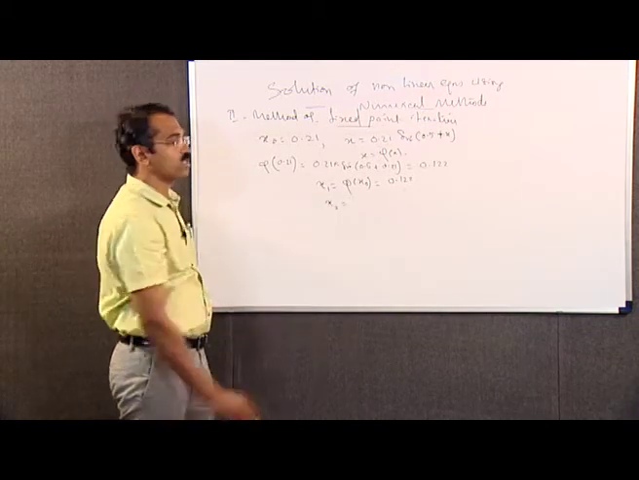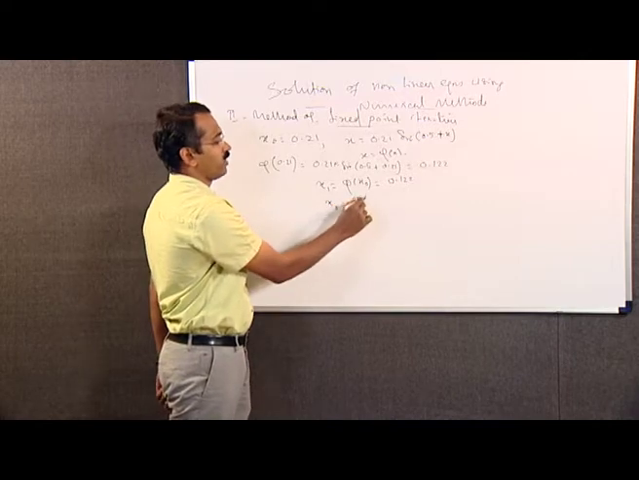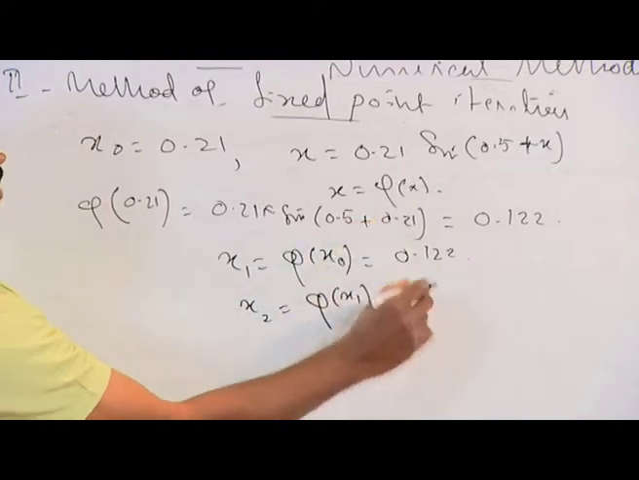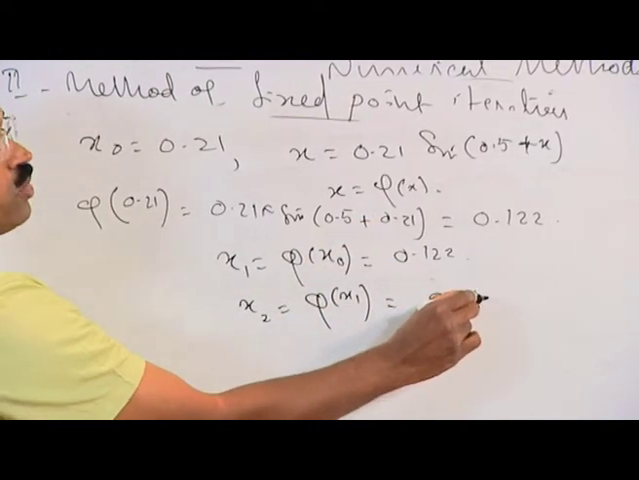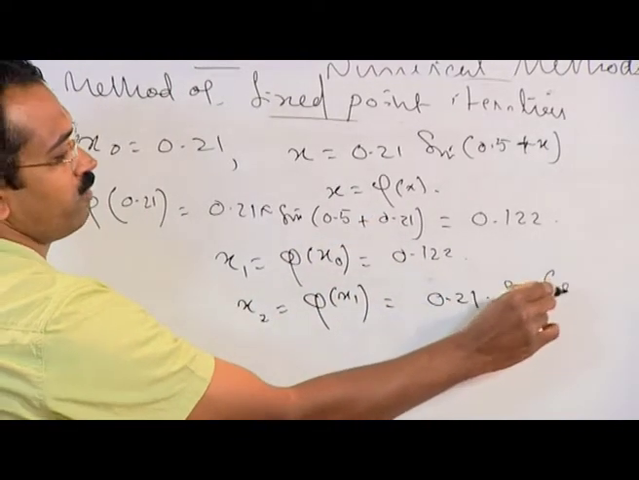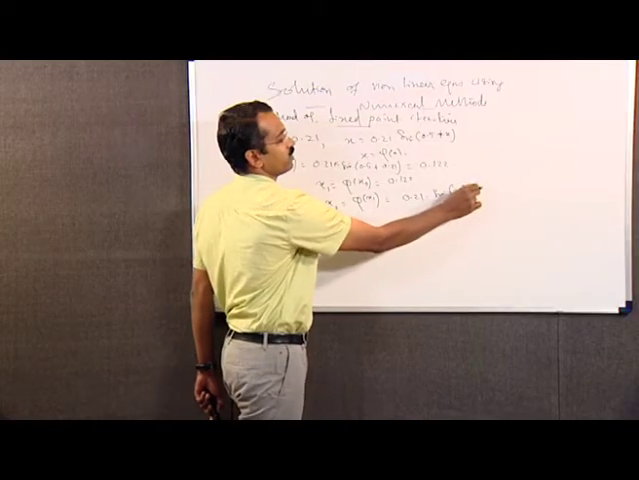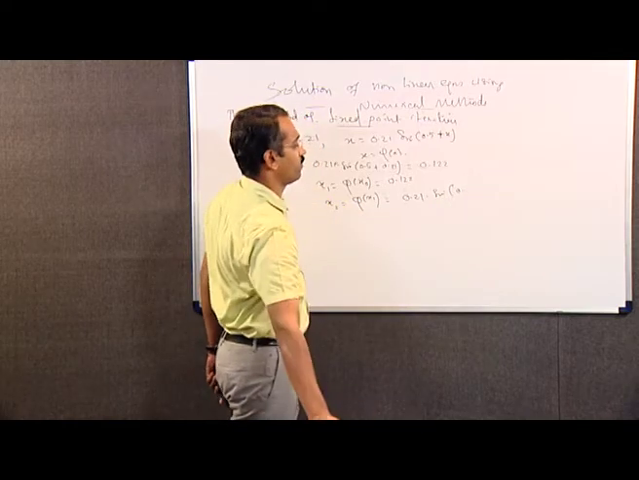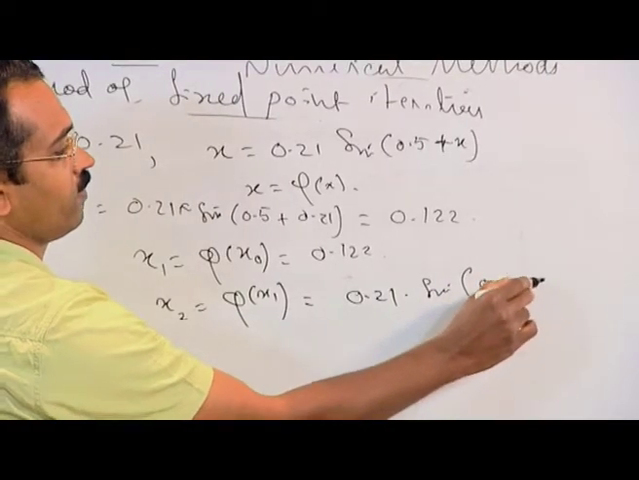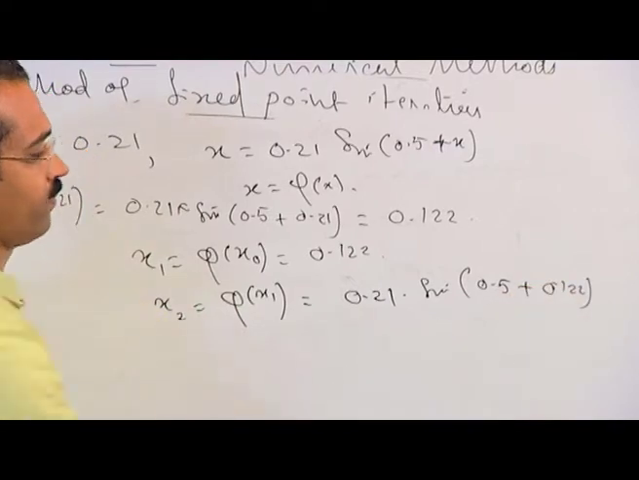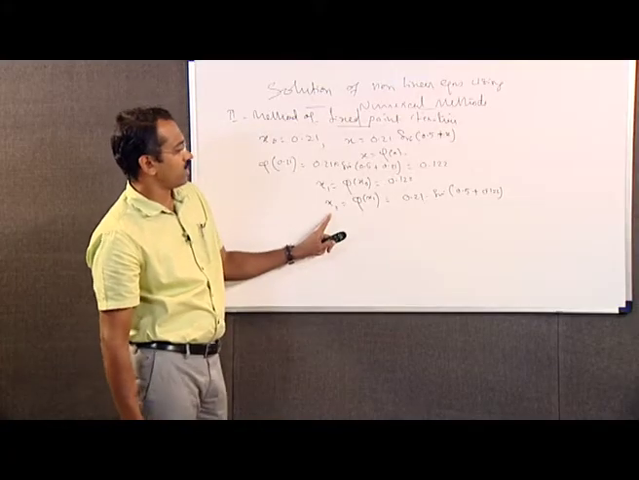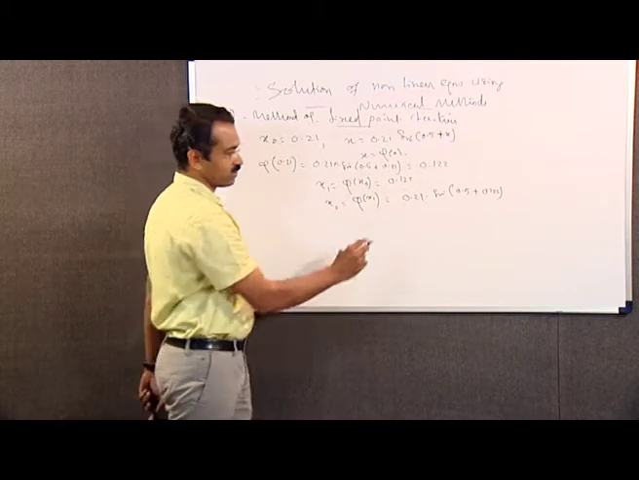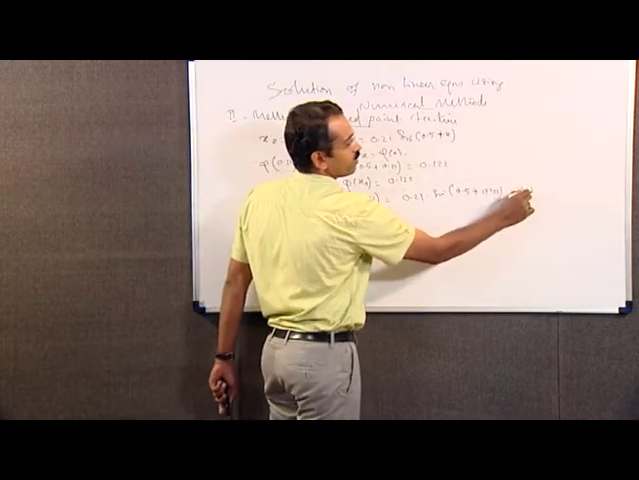Now x 2 is equal to phi of x 1, that is equal to 0.21 into sin 0.5 plus 0.122. That is, x 2 is the next approximation of the given equation, that is equal to 0.1224.